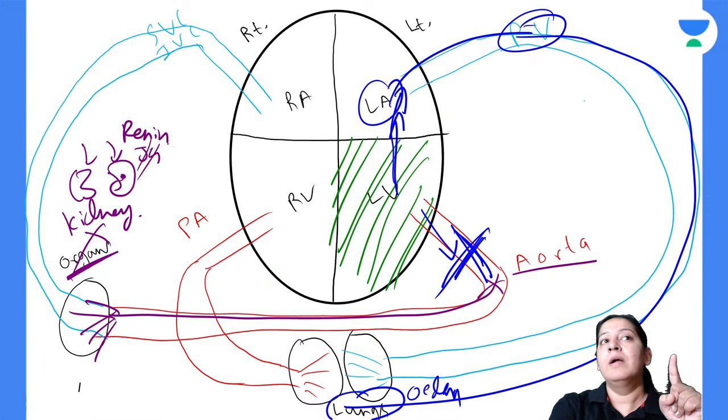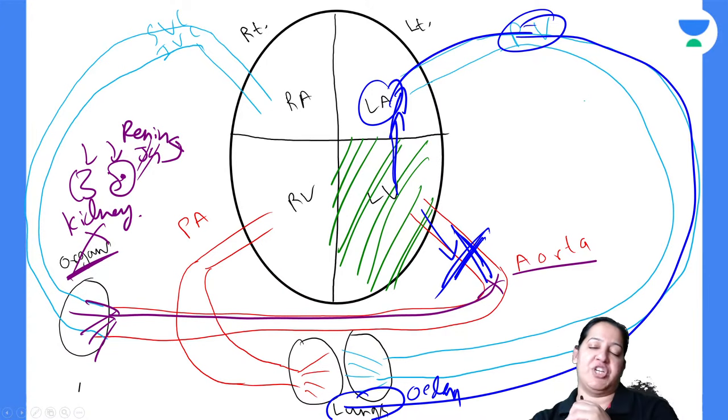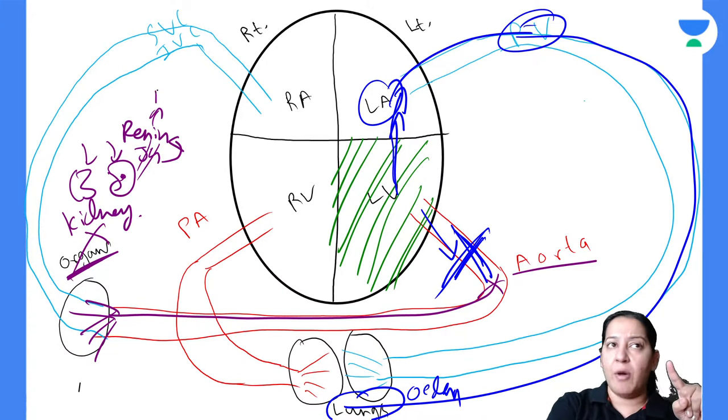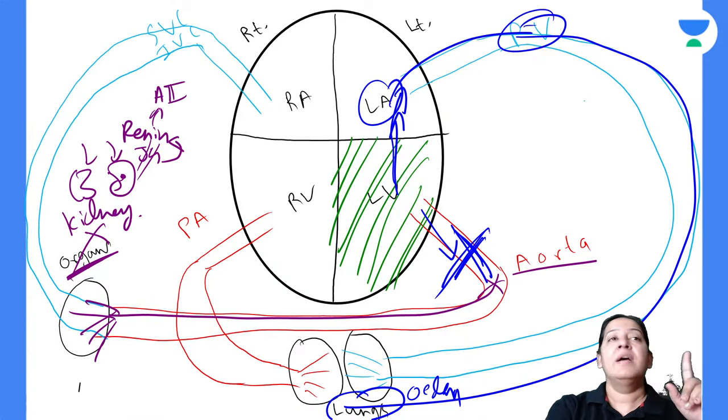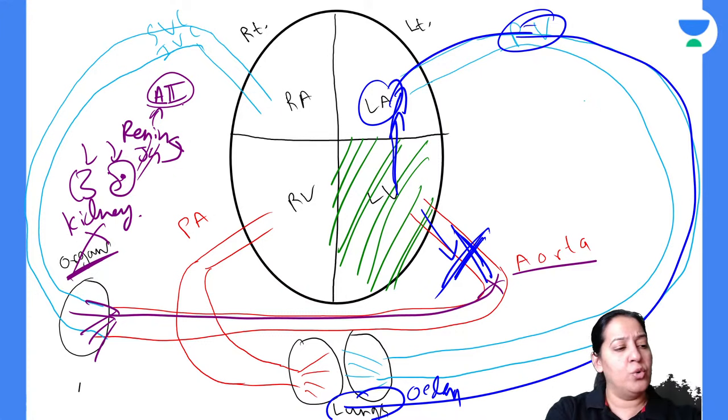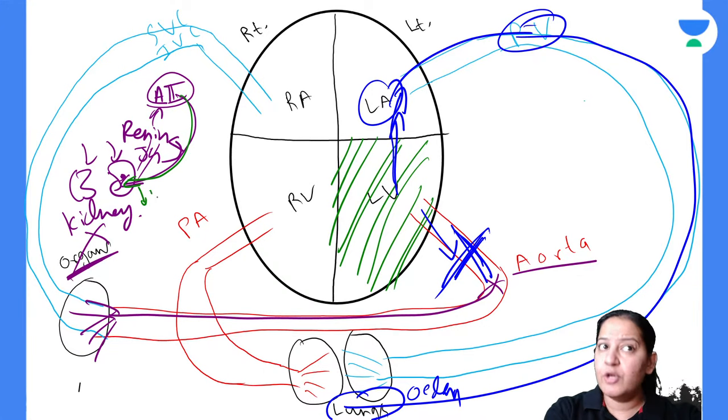Renin is an enzyme. The juxtaglomerular apparatus secretes an enzyme into the blood as a result of stimulation. It will secrete renin in the blood, and renin will cause the formation of angiotensin, angiotensin 1 and 2. What does this angiotensin do? This angiotensin will act on the kidney and cause sodium water retention. It will decrease the urine output.